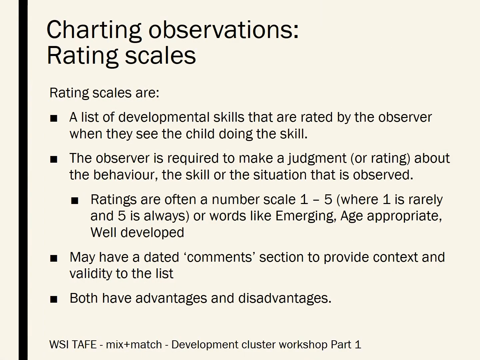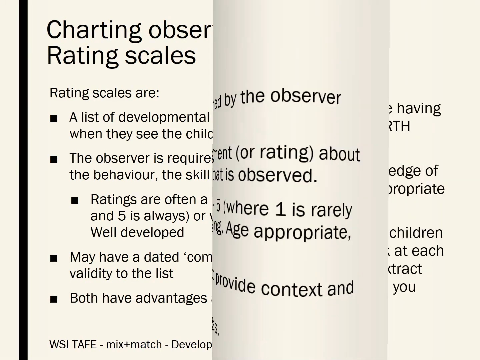A rating scale allows you to decide how well a child is achieving a skill. It's you to judge the child's skill. And you can use, say, a scale from 1, 2, 3, 4, 5, where 1 is basically they're not, to 5 is they're amazingly brilliant. Or you can use words like emerging, age-appropriate, and well-developed.